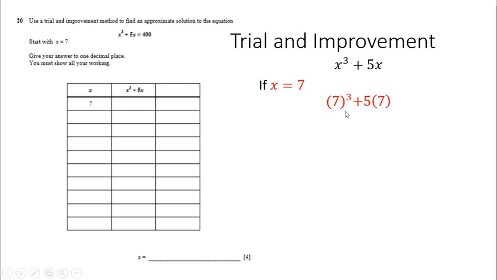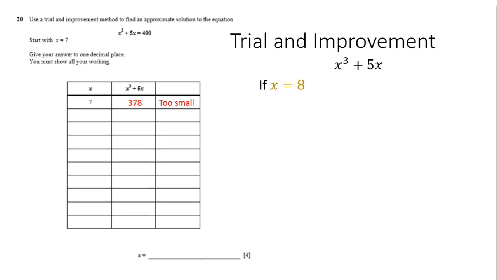I'm going to work out what that's going to be. So 7 cubed plus 5 times 7, that's 343 plus 35, right? Because that was 7 cubed, and that's 5 times 7. That's 378. And I'm trying to make 400 here, right? We're trying to find out what x value makes this equal to 400, and it's not 7, because that's too low. Okay, so we're going to go on, and we're going to try a higher number now.